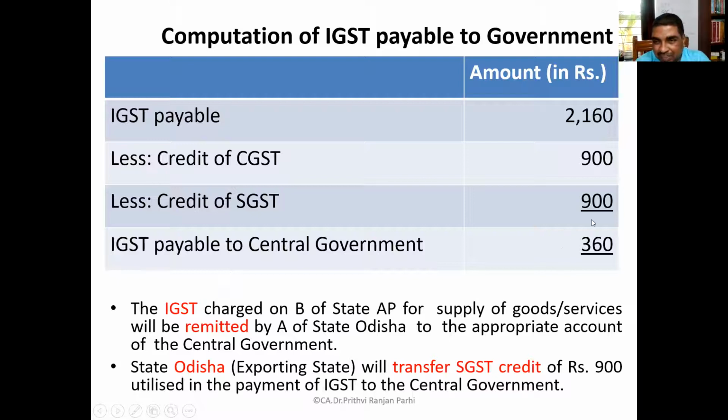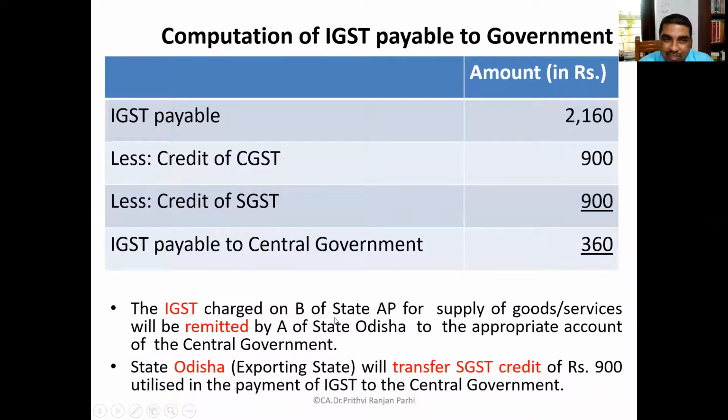Now you see, this 360 rupees is deposited in the form of IGST. Okay. And center will pay this 360 rupees to whom? To which state? To the state of Andhra Pradesh. But now you see, actual IGST is how much? 2,160 rupees. But these two things are utilized. Because of these two things, SGST and CGST, actual IGST liability is reduced.